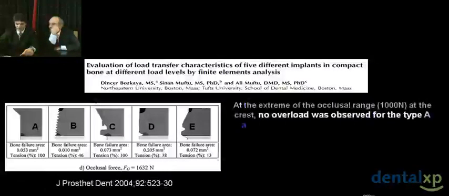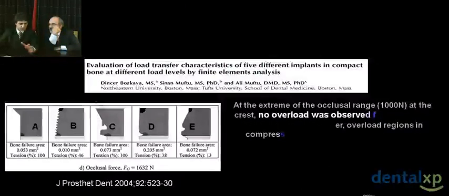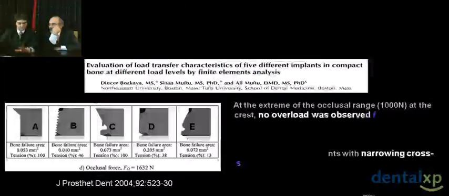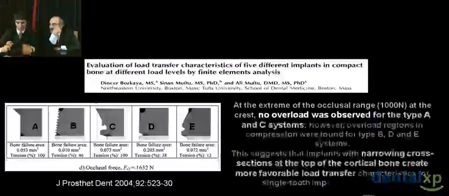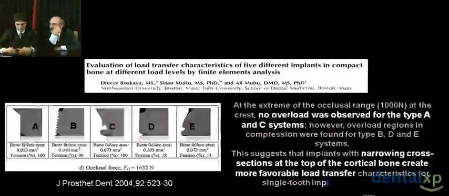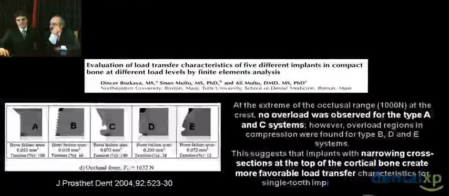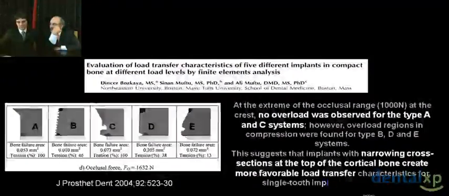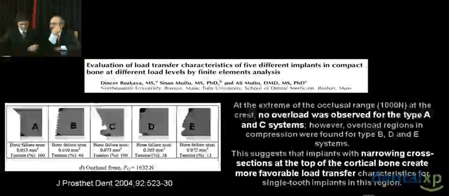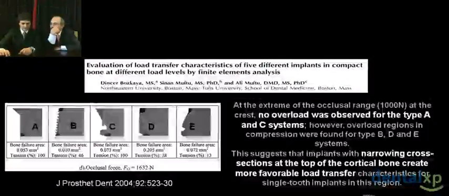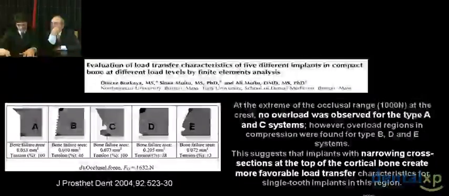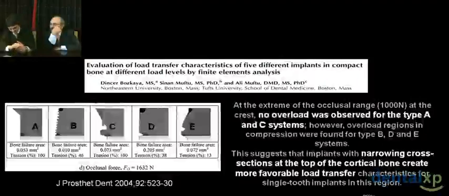But again, this is just a computer simulation, it's not reality. We cannot trust the information completely. Yes, this is mechanical information, but we need, of course, clinical studies to show that this is true. And the conclusion of this study from the author is that narrowing the cross-section at the top of the cortical bone can create more favorable load transfer. And these are the two designs where the connection, yes, of the implant. This is from what you are using, Ankylos implants. Ankylos, yes. Right. And the C is the Bicon implant.